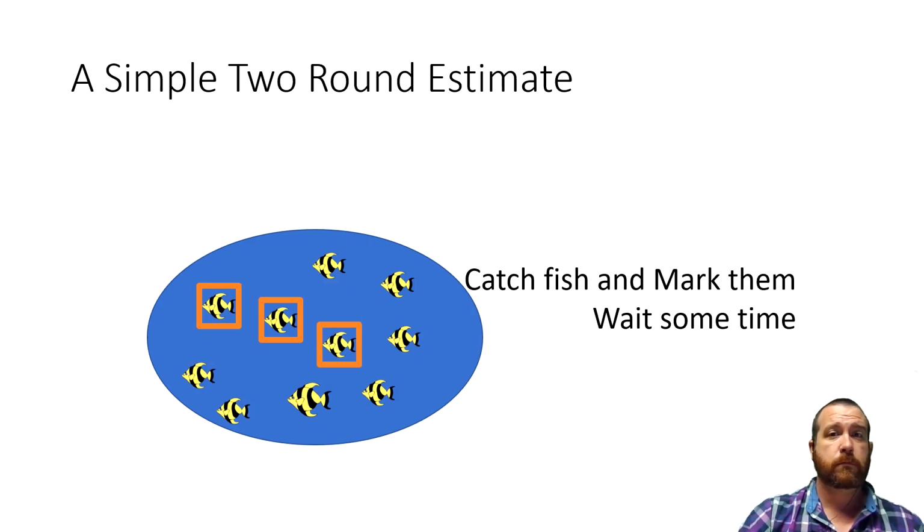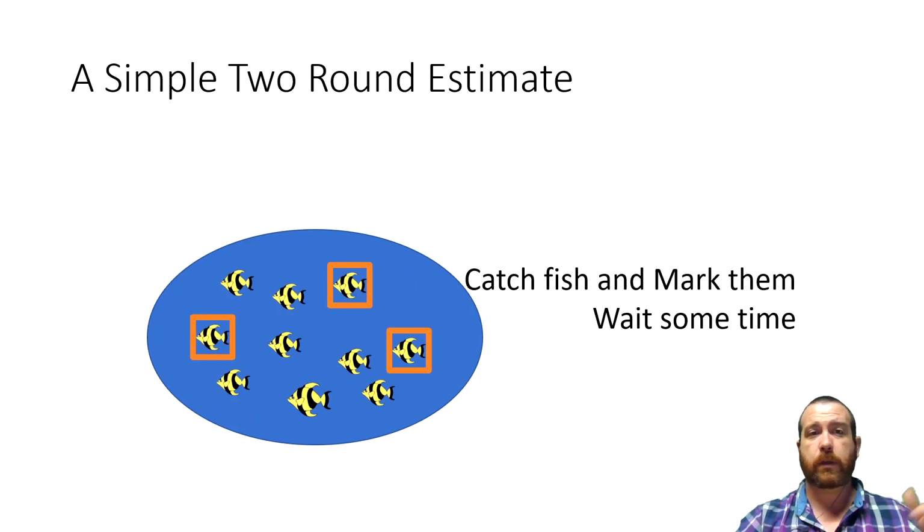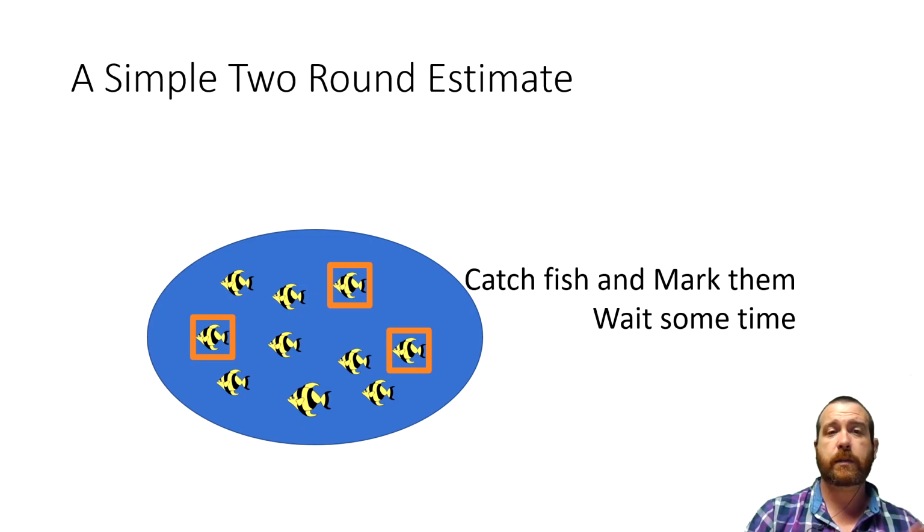Now we wait, and those animals go back out in the lake, they mix, and what time we're talking about is going to be entirely species dependent. Are we talking about these animals mixing over an hour, or are we talking about these animals mixing over a couple of weeks, right?